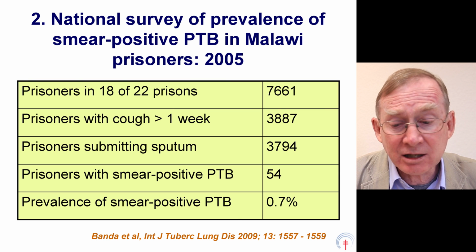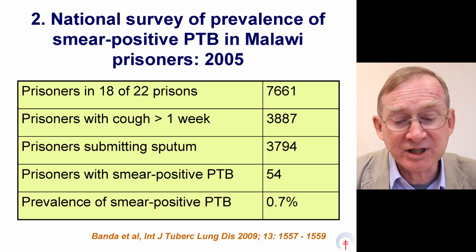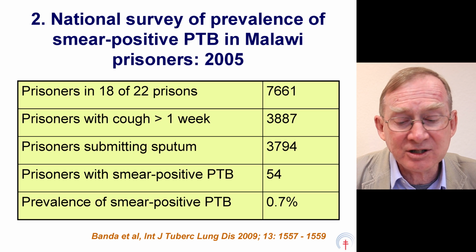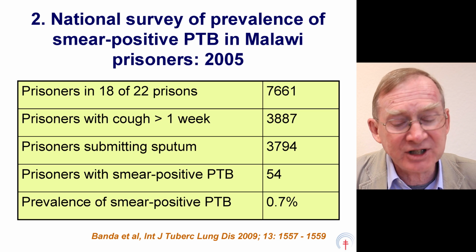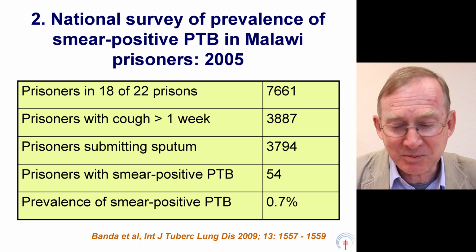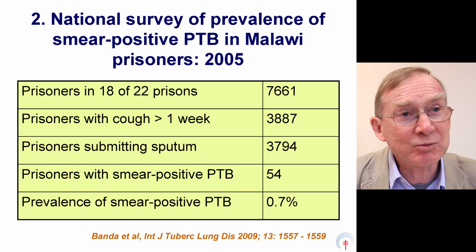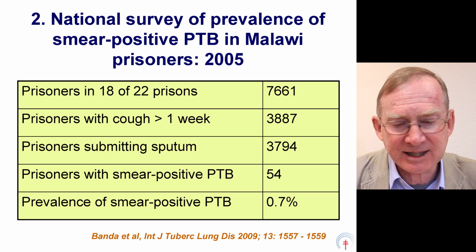Then Mr. Banda did a study looking at the national prevalence of smear-positive pulmonary TB in Malawi amongst prisoners, basically going around 18 of the 22 prisons, looking at who'd had a cough for more than 1 week, who had submitted sputum, and who had smear-positive pulmonary TB, which was 0.7% prevalence. And this again was published in the International Journal of Tuberculosis and Lung Disease.